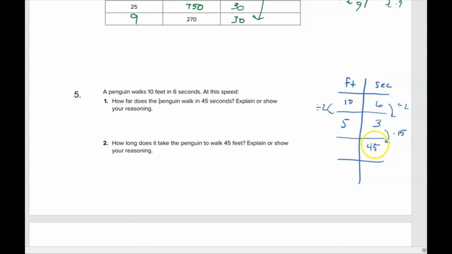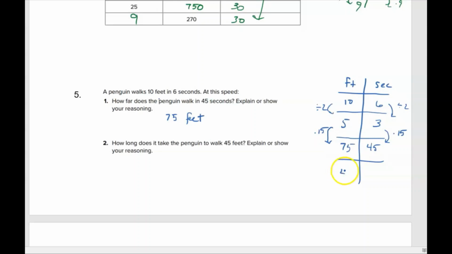And then if I wanted to get to 45, well, like I said, 15, 30, 45. 15 times 3 is 45. So over here, I also have to multiply by 15. And 5 times 15 would give me 75 feet in 45 seconds. And number 2, how long does it take the penguin to walk 45 feet?